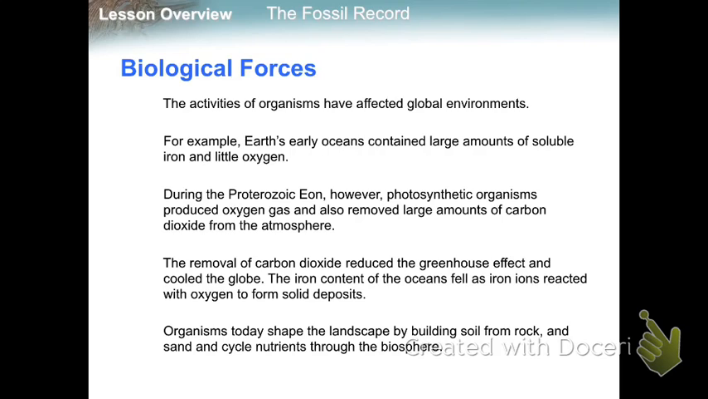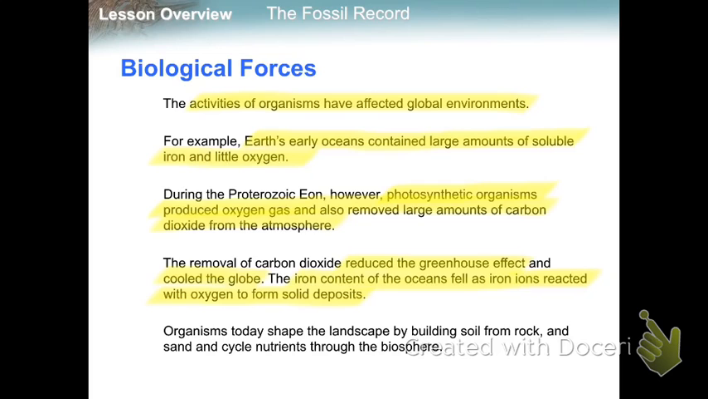Activities of organisms have affected global environments. Earth's early oceans contained large amounts of soluble iron and little oxygen. But then photosynthetic organisms came on the scene. They produced oxygen gas and removed large amounts of carbon dioxide from the atmosphere. This reduced the greenhouse effect, cooled the globe. The iron content of the oceans fell as iron ions reacted with oxygen to form solid deposits.